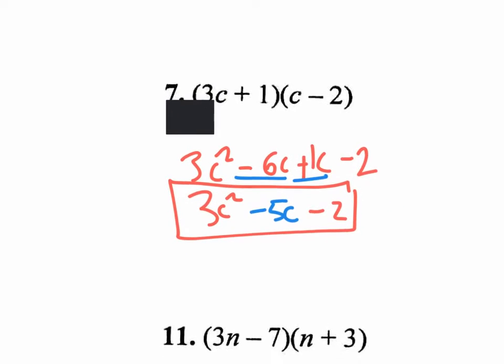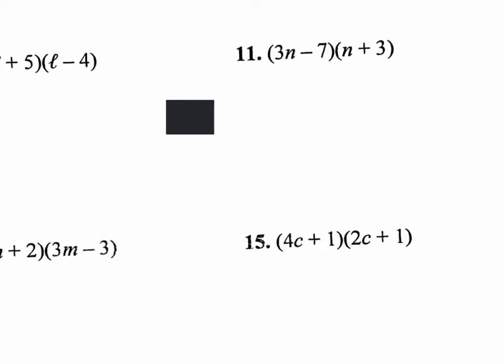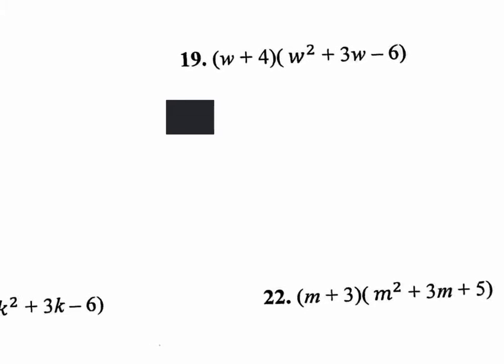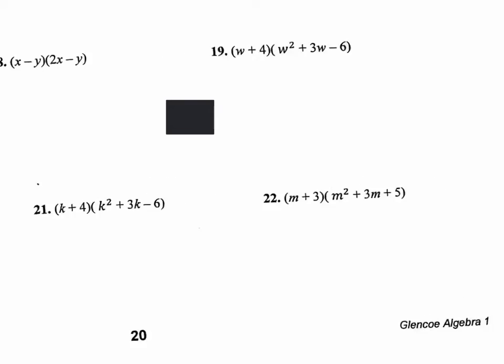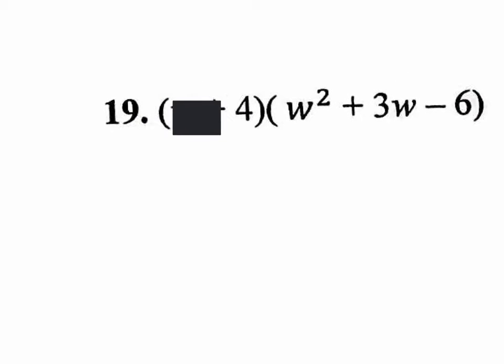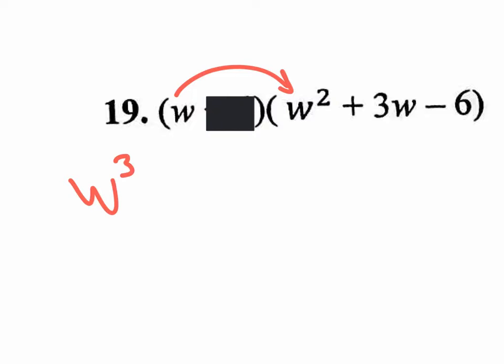What I want to do on this video is jump to something more interesting, kind of like a binomial times a trinomial. Okay? So we have a lot of those on the final part of this homework. Let's jump to number 19. Why not? So we're going to distribute one term at a time. I want to distribute the w first. So w times w squared, that's w to the third. W times 3w, that's plus 3w squared.